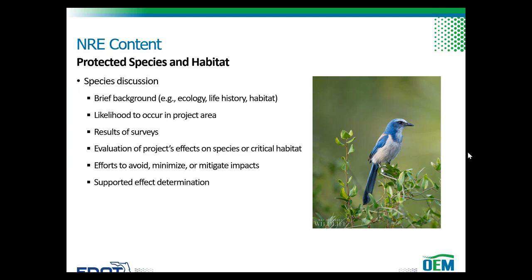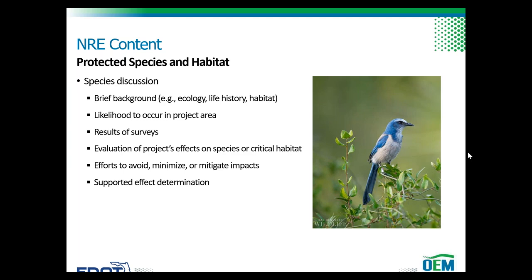Based on the effects, are there any avoidance or minimization measures that can be included as part of project implementation? Examples include time of year restrictions, exclusion fencing, relocation efforts, and design modifications. In some instances, mitigation may be appropriate, like mitigation for impacts to wood stork foraging habitat.